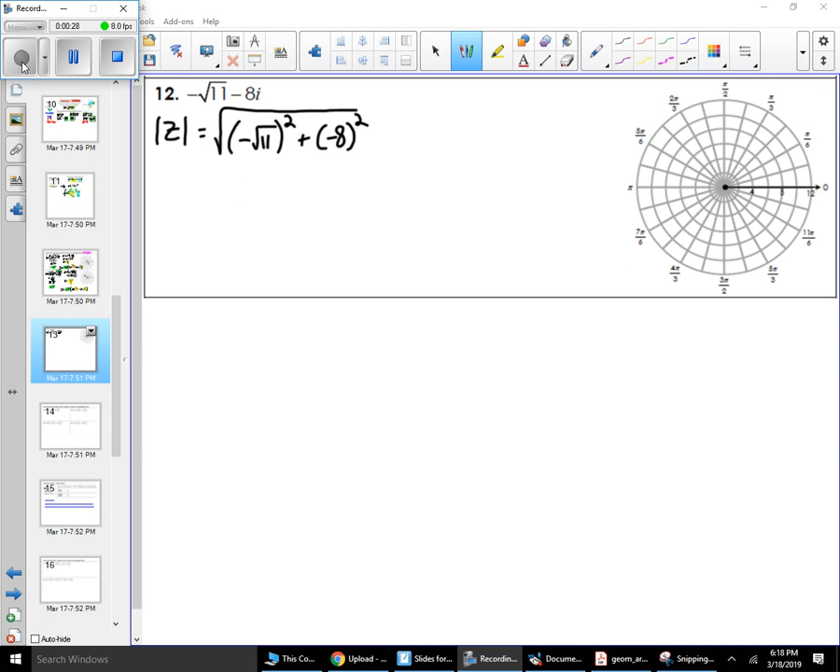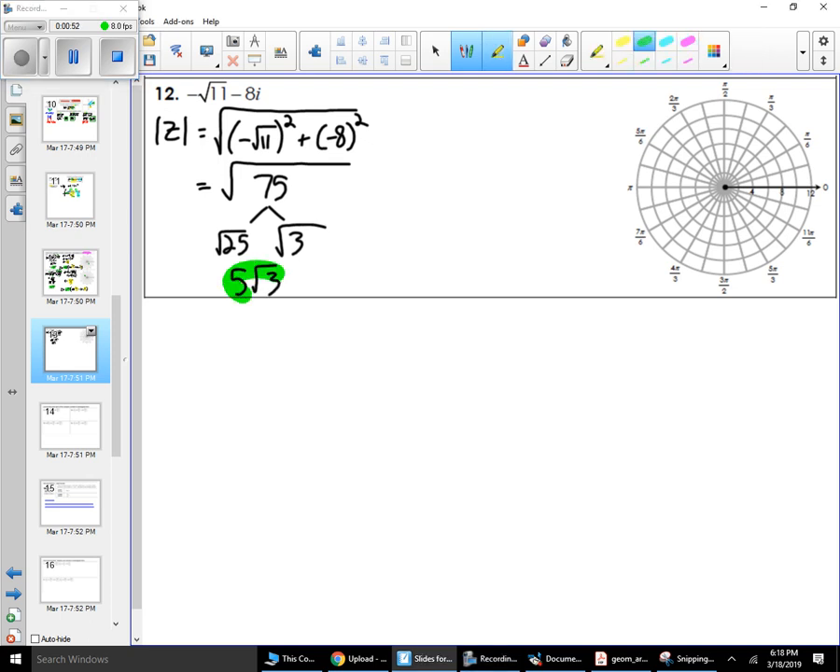The opposite of the square root of 11 squared is just 11. And negative 8 squared will be 64. So we wind up with 64 plus 11. That is 75. And we can break that 75 up, no problem. That's 25 times 3. So our modulus will be 5 root 3. So that one's not the issue.